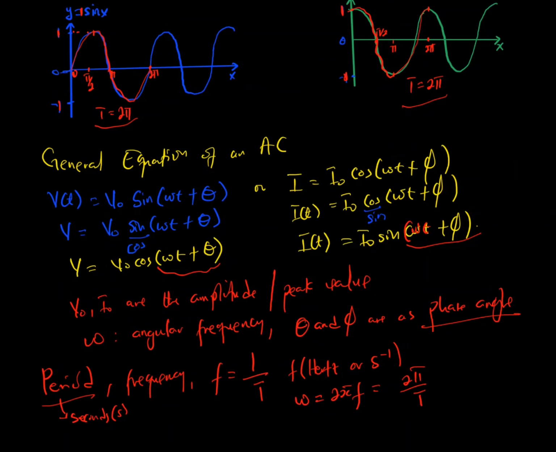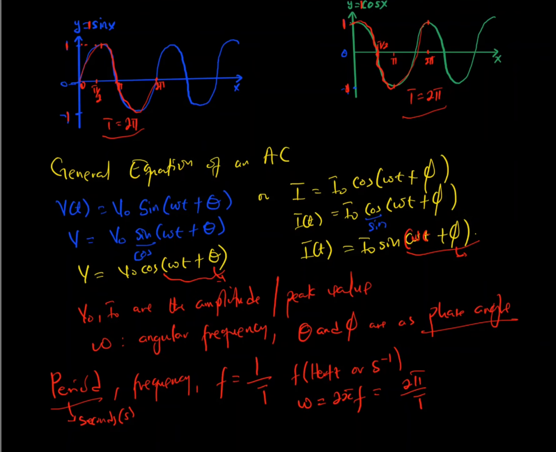And its relationship to the period, since F is the inverse, is omega equals 2 pi over T. When we delve deeper into this topic, we'll be talking about what we mean by phase lagging and phase leading. When these two signals are in phase, what is the value of theta and phi? And when they are out of phase, what is the value of theta and phi? And when they are in anti-phase, what does that mean when they are out of phase by 180 degrees?